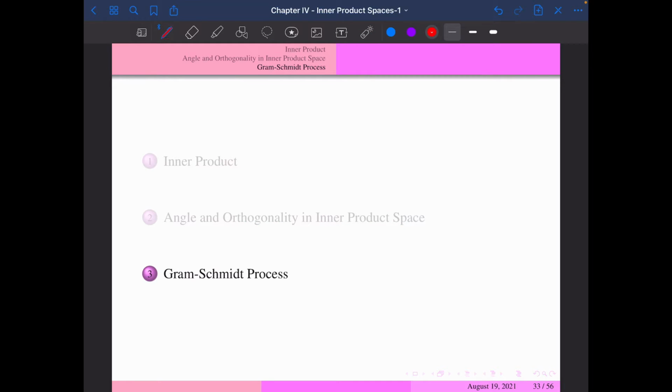What does it mean? It means if we have two non-zero vectors, u and v, we said that u and v are orthogonal if and only if the inner product of u and v is equal to 0, right? And sure, we can define orthogonality in any inner product space.